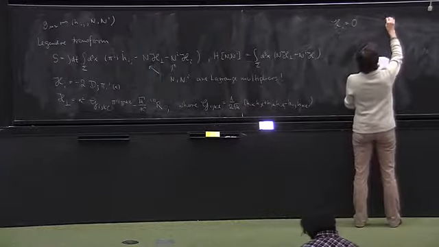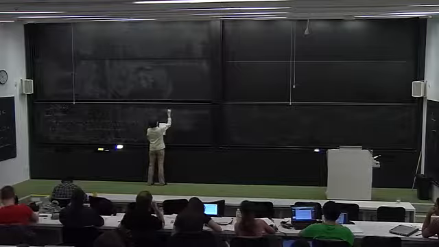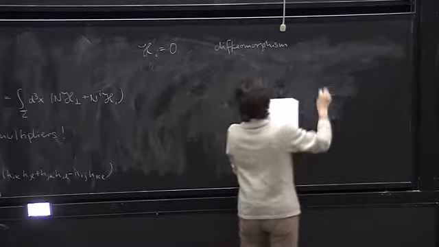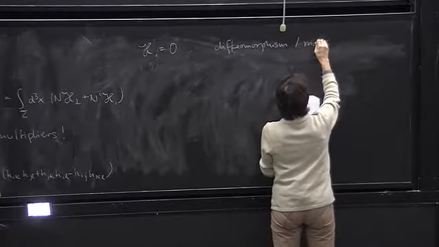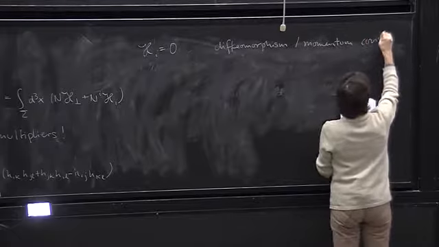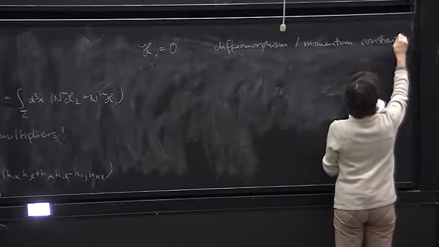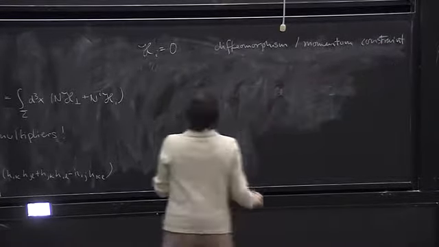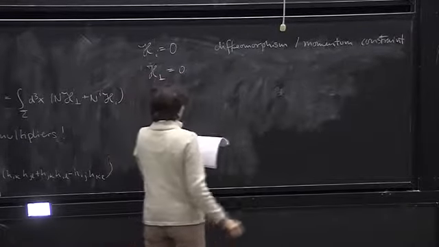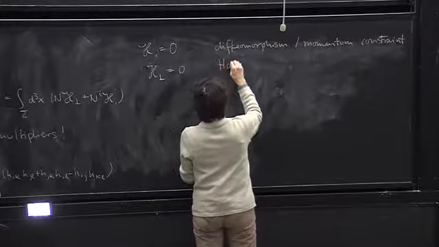This is called the diffeomorphism constraint, sometimes also called the momentum constraint. And H perp equal to 0 is called the Hamiltonian constraint.